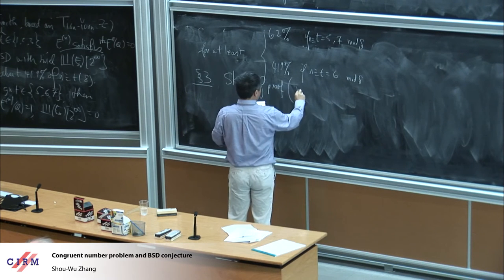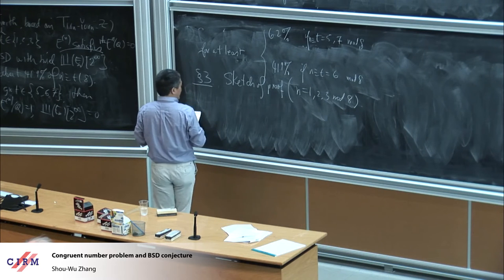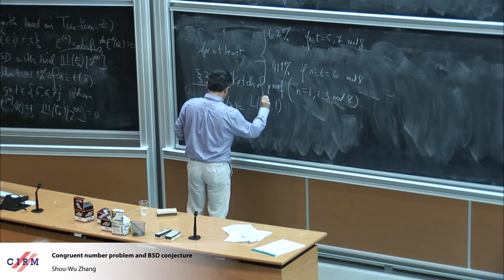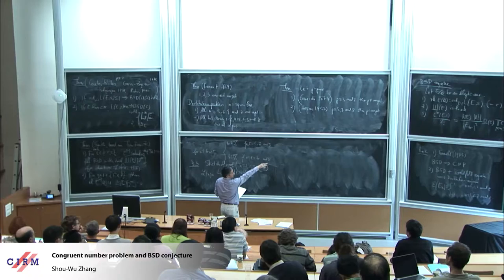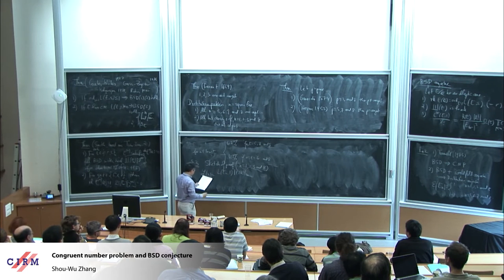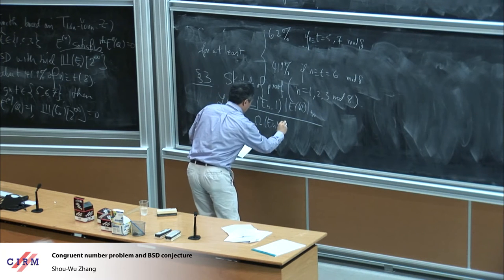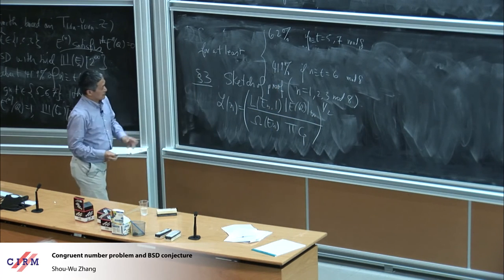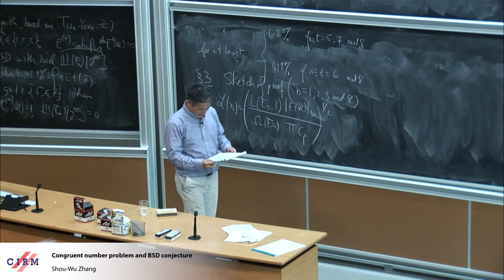The schedule of the proof. I only consider n congruent to 1, 2, 3 mod 8. And so I will define a number. I define L(n) to be L(E_n, 1) over the period, rewriting the BSD, the third formula. I put everything on one side, and I leave the Sha on the other side. Divide by the period of E_n and the Tamagawa number. I take the square root. The reason is I know this should be an integer, but the definition here is only a real number, right? So this is something I want to do.